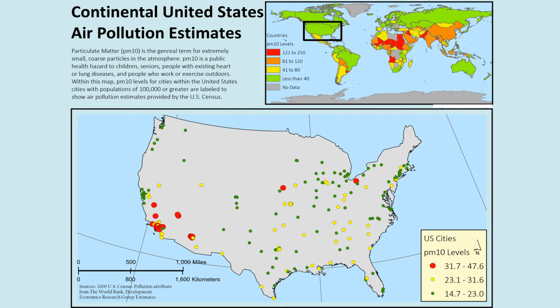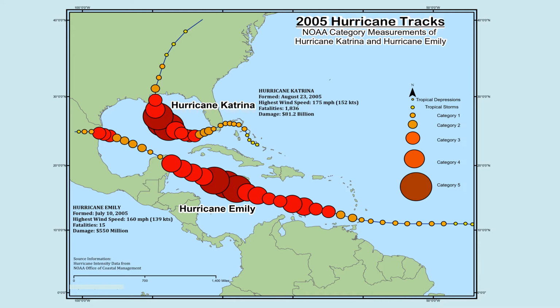In this third map of the continental United States air pollution estimates, we used population data for cities with over 100,000 people. And so you have to manipulate the data to show this. The symbol tip that we used here was dot density to display on the continental United States. And then for the countries on the world map in the upper right hand corner, we used the custom categories 0 to 40, 41 to 80, 81 to 120, 121 to 250, in order to display the PM10 levels, which has harmful effects on large groups of people according to the 2000 census. So that's the map's purpose. It's very specific. This next map is also very specific.